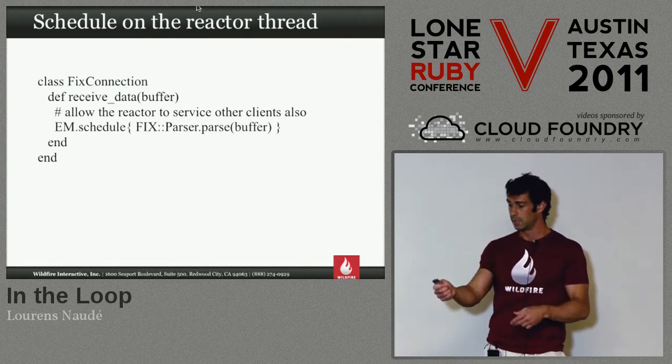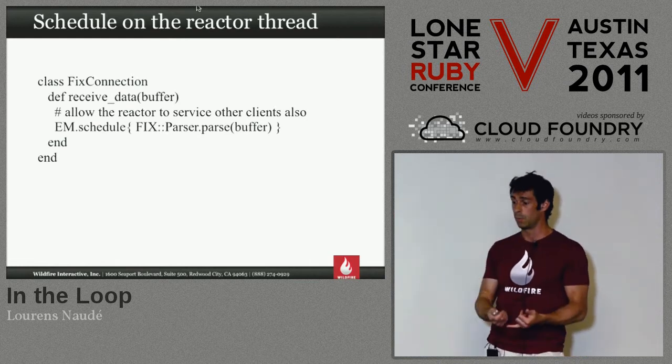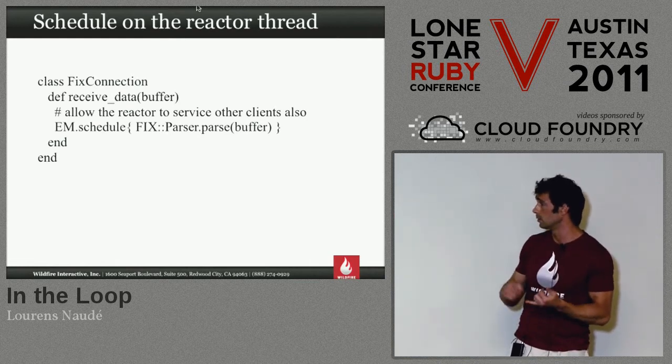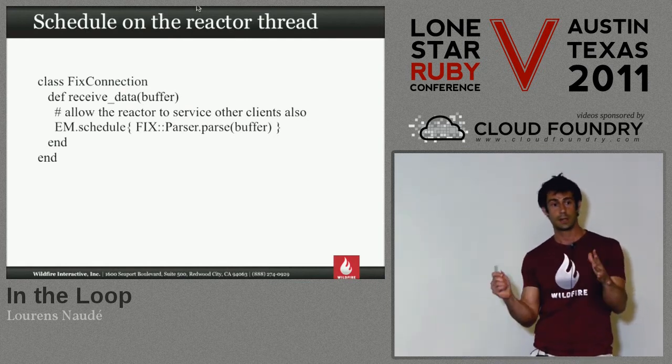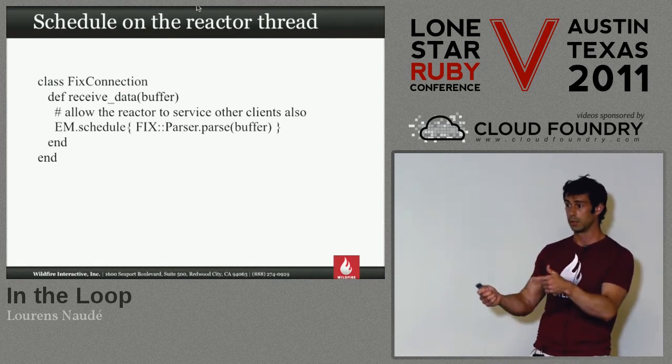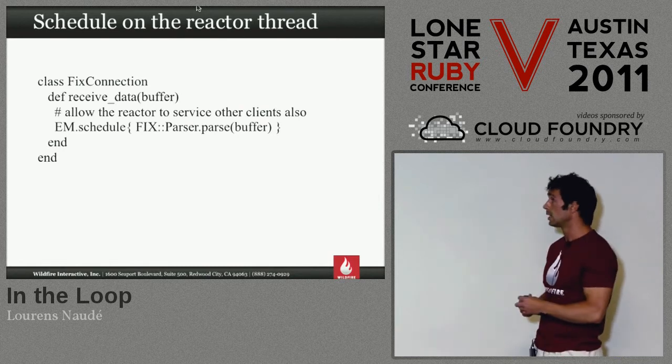So it means that for this connection, this callback's called on tick number 1. And then we say, well, we don't want to do the work right now. We service I/O first for other clients, and then we continue. And we schedule this callback to run on the second one.